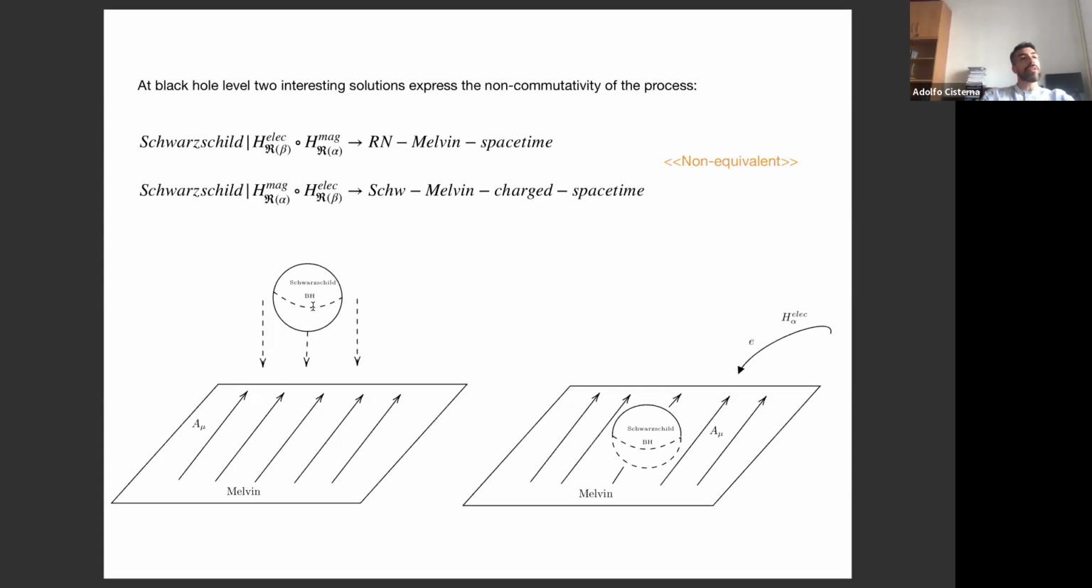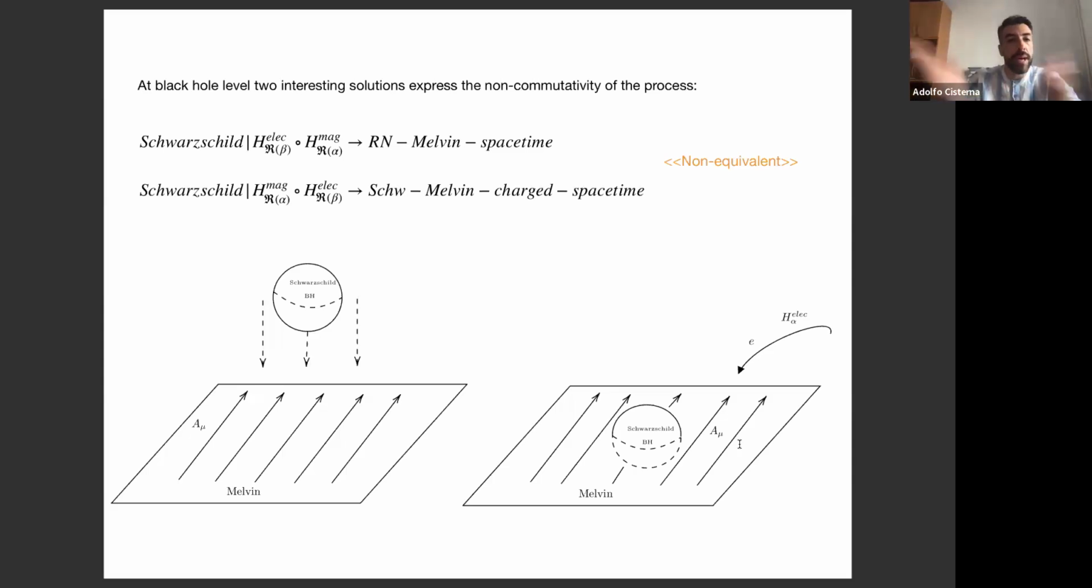And then you simply take the Reissner-Nordström and put it on Melvin. But when you already have Schwarzschild on Melvin, the electric charge is not only going to the horizon of the black hole, but it's also getting allocated somehow in the background. And this is why we call this Schwarzschild-Melvin charged spacetime. And they have completely different features and completely different causal structure and so on.